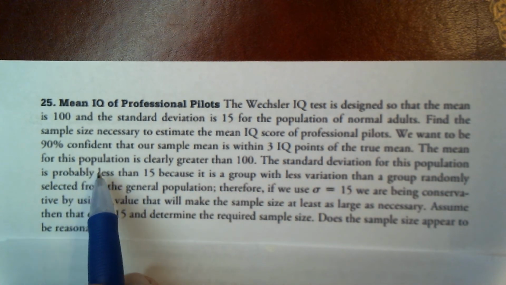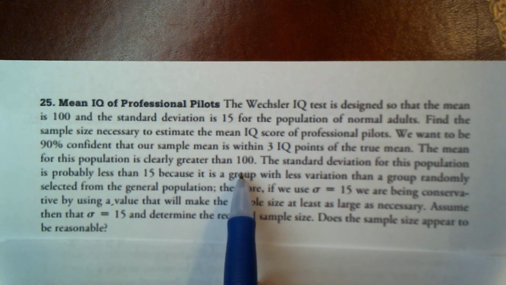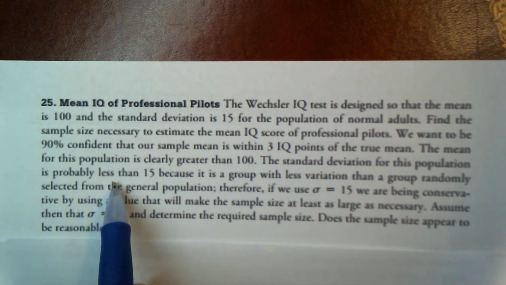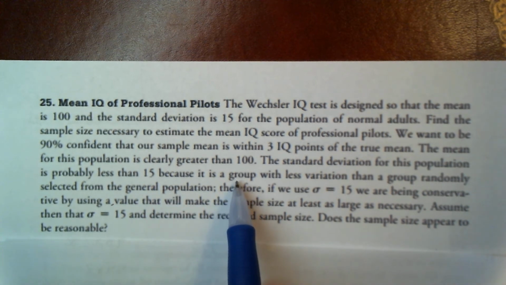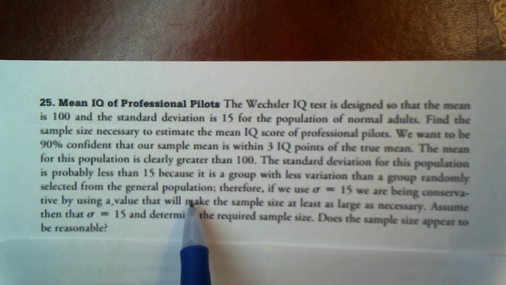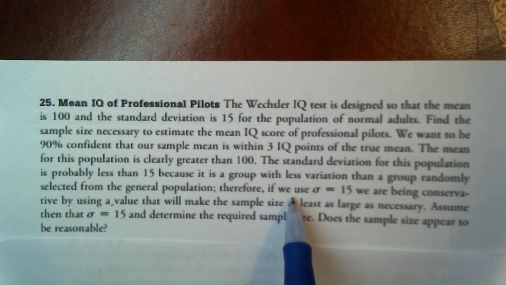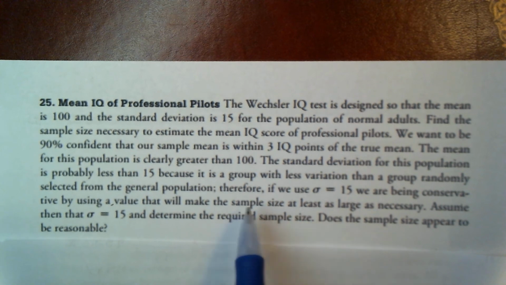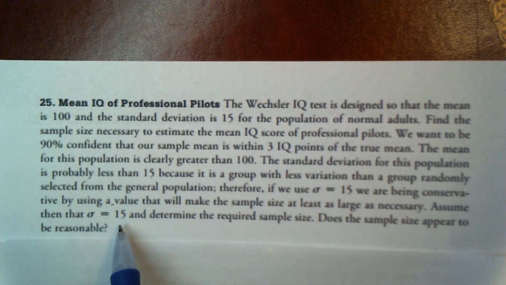The mean for this population is clearly greater than 100, and the standard deviation for this population is probably much less than 15, because it's a group with less variation than a group randomly chosen from the general population. So if we use sigma as 15, we are probably very conservative by using a value that makes the sample size at least as large as necessary. So we assume then that the population standard deviation is 15, and determine the required sample size. Does the sample size appear to be reasonable?